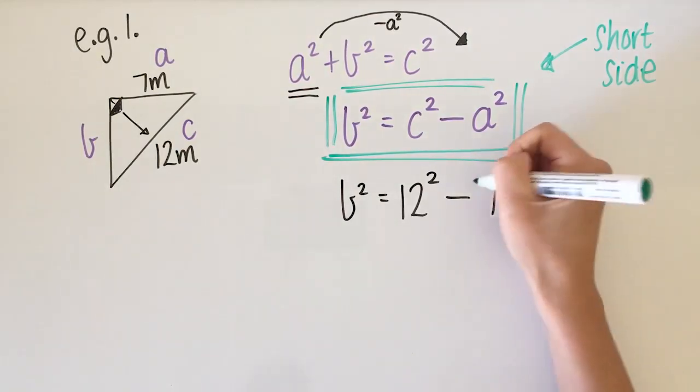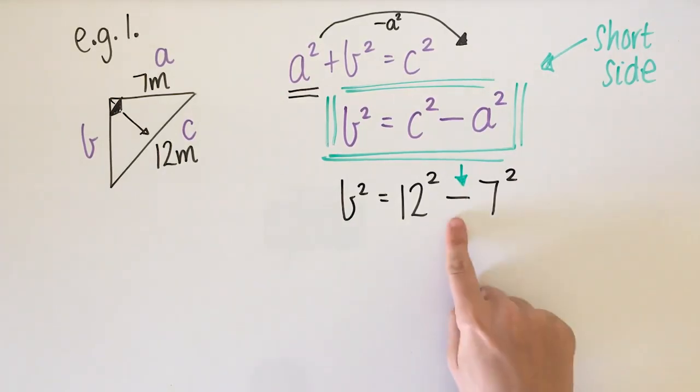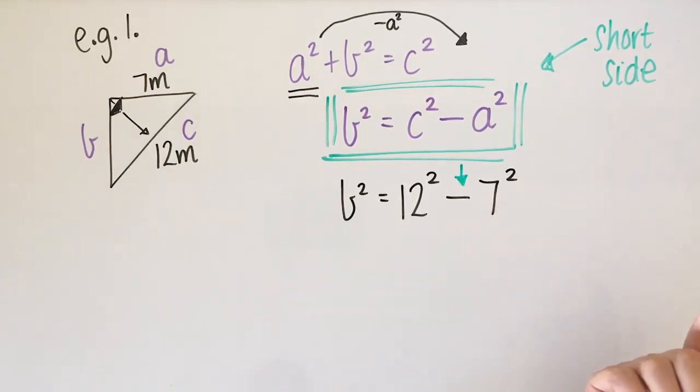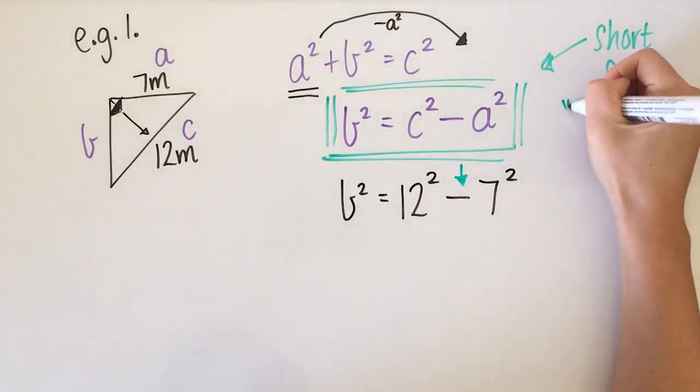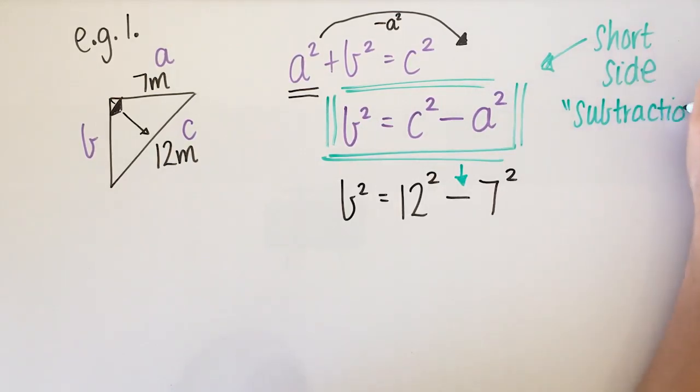Okay, so this is another thing that might be worthwhile pointing out for you, remembering that now what we're doing in order to find a short side is a subtraction. That's also a good way of remembering it. Short side, subtraction. Okay, an easy way for you to remember that.